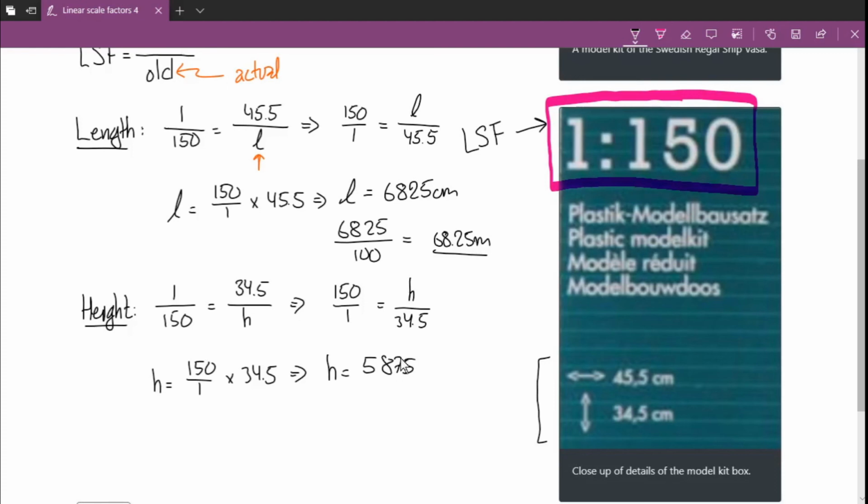Let me just check that calculation. 150 times 34.5. Sorry, that was wrong. 5,175. I thought it sounded off. 5,175. So that's centimeters. To convert this to meters, it's going to be 5,175 divided by 100. It's going to give us 51.75 meters high.